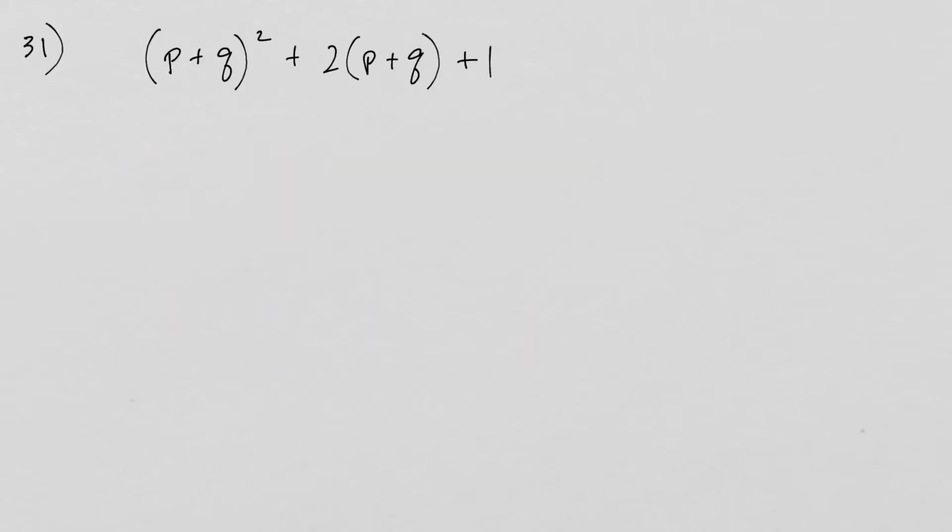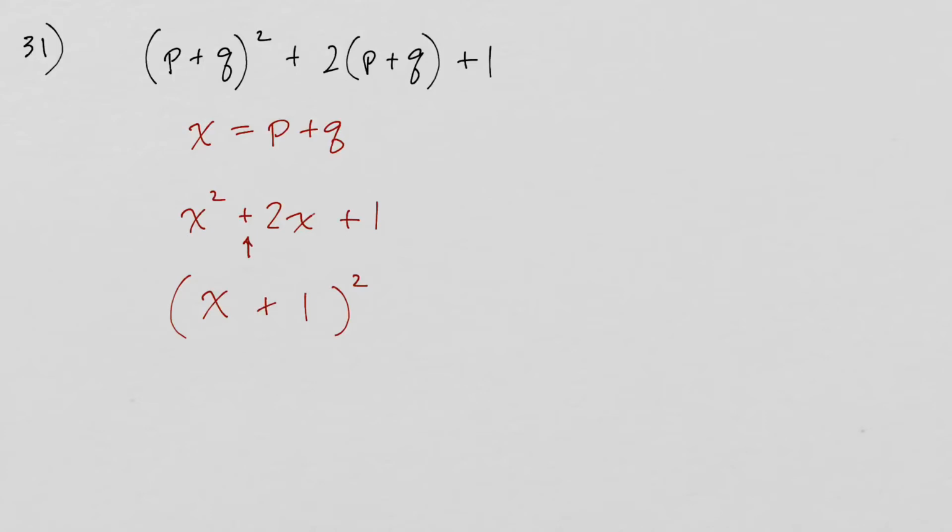In a problem like this, you can substitute. Do something like x is equal to p plus q. And then you can rewrite this as, well, not 2x squared, just x squared plus 2x plus 1. And this is a perfect square. You put your square root of the first item, the square root of the second item, this sign in between them. Double check your middle term, but it works.